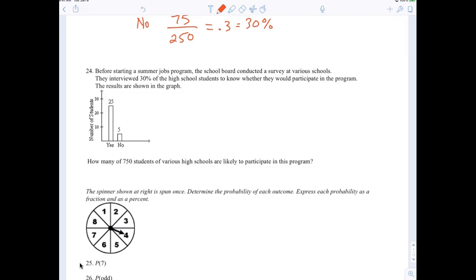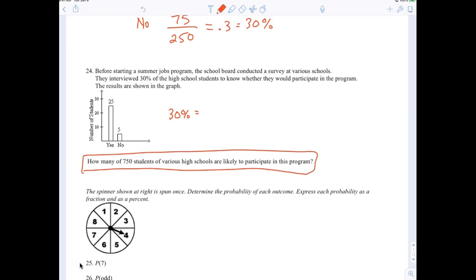Oh, wait a minute. Listen, I kind of made a mistake. They interviewed 30% of the high school students. So 30%, I want everybody to write this down, 30% is equal to how many students? I'm not trying to answer this question. They're just telling me that 30% represents how many students? How many students participated in the survey? 30. Hold on a minute. 30% of the school represents 30 students. How many kids are at the school? Yes, good job. 100.